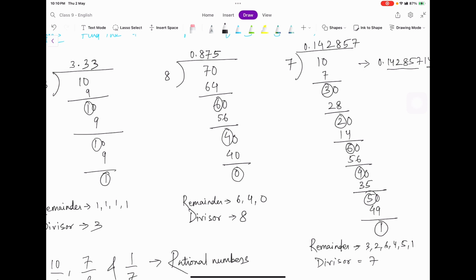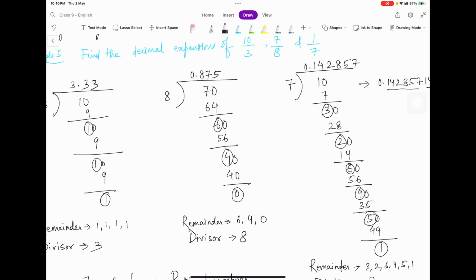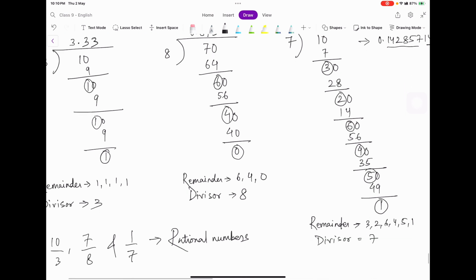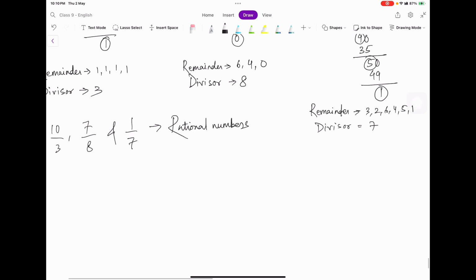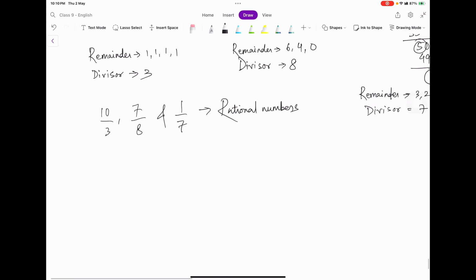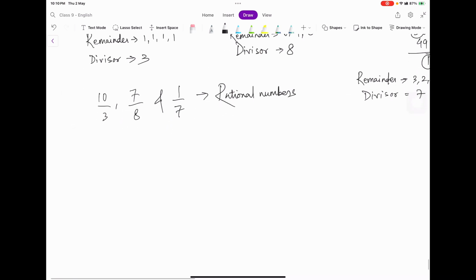You see this, 8 is there, so 0.875. This does not repeat. It terminates once the remainder comes as 0. So there are these 2-3 properties. What are the inferences you can say from this?